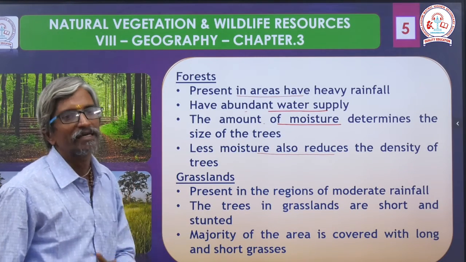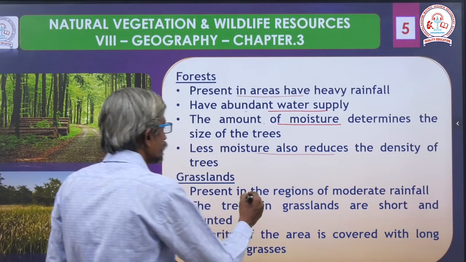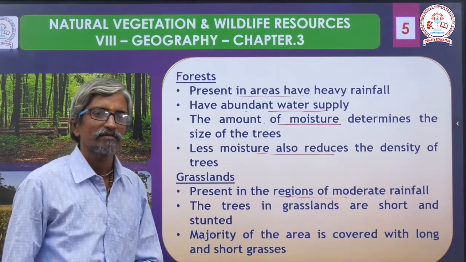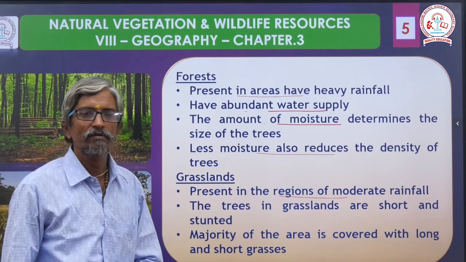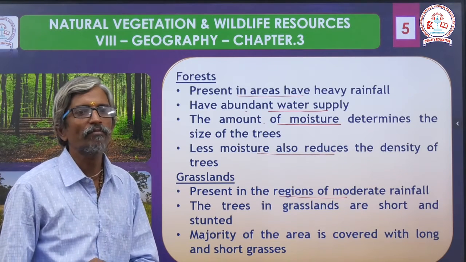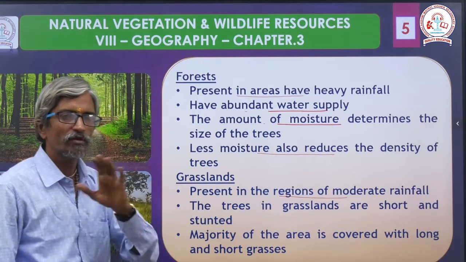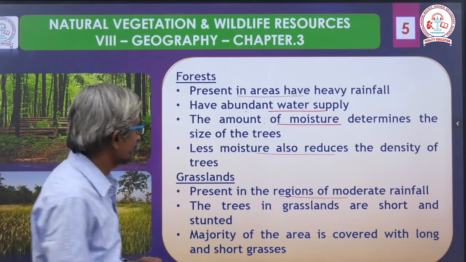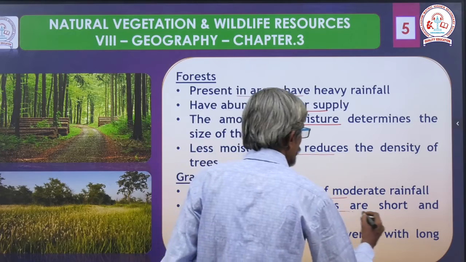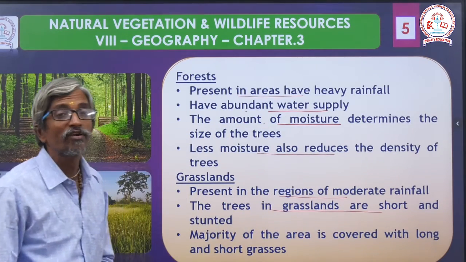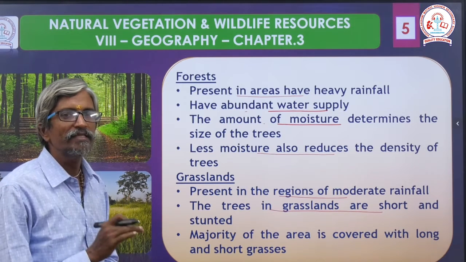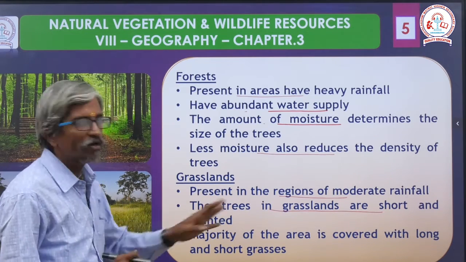Okay, next, grassland, present in the regions of moderate rainfall. Clear? Most of our regions are receiving only moderate rainfall. So grassland we can see everywhere because of the moderate rainfall. Next, the trees in grasslands are short and stunted. Another important point. Clear, the trees in grasslands are short and stunted.